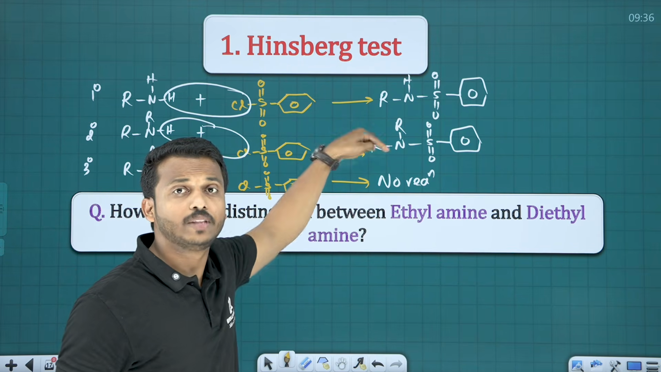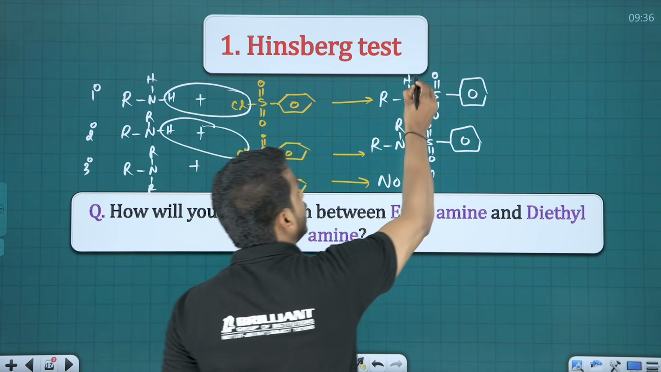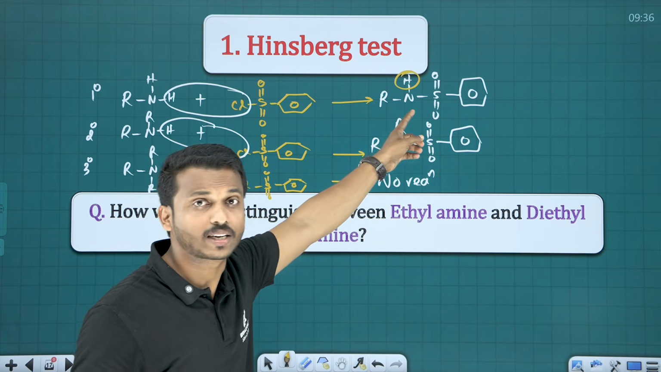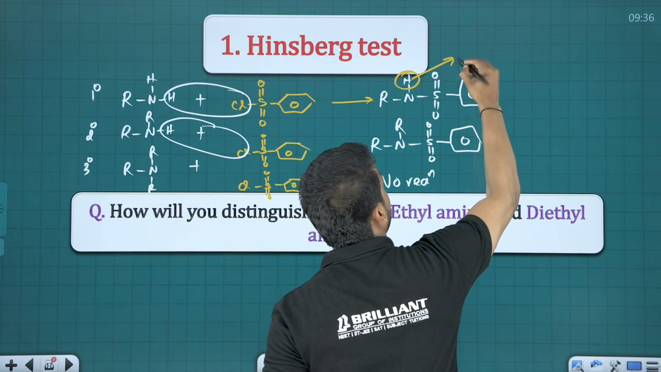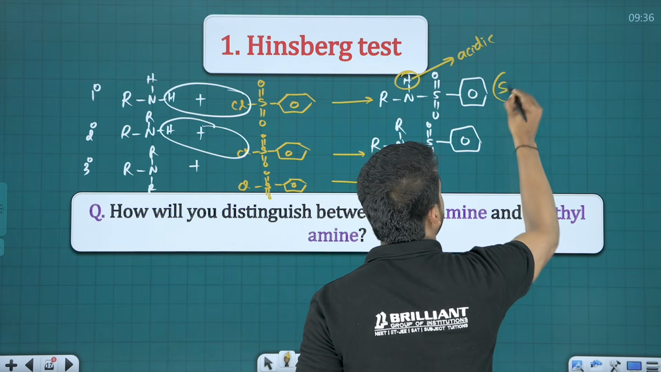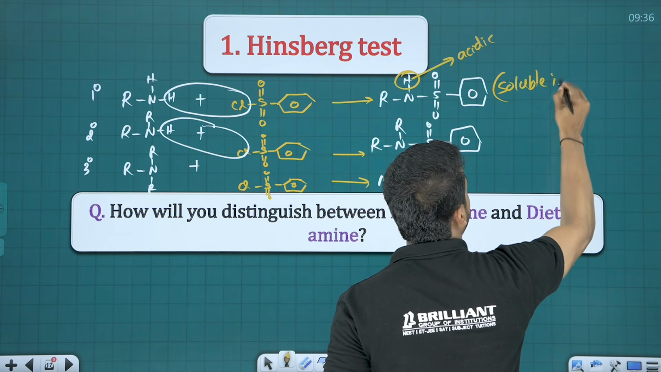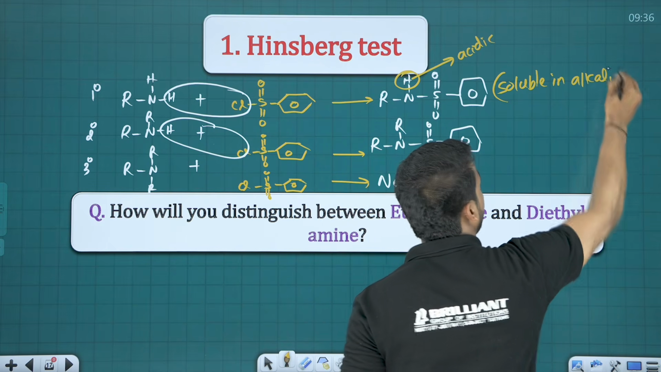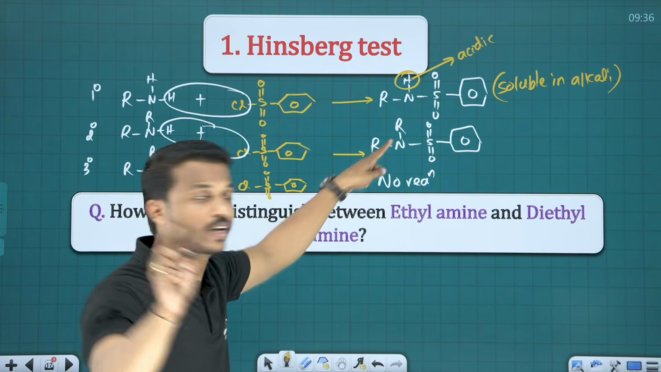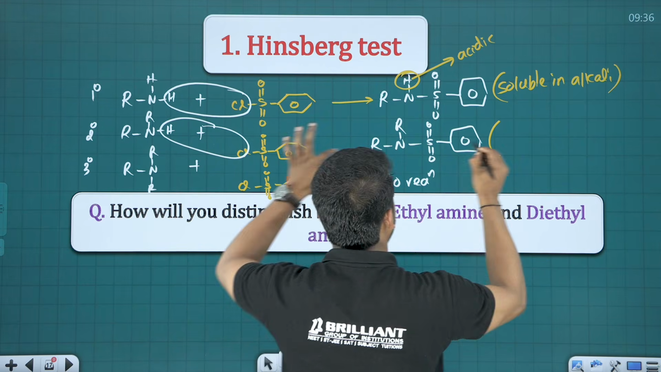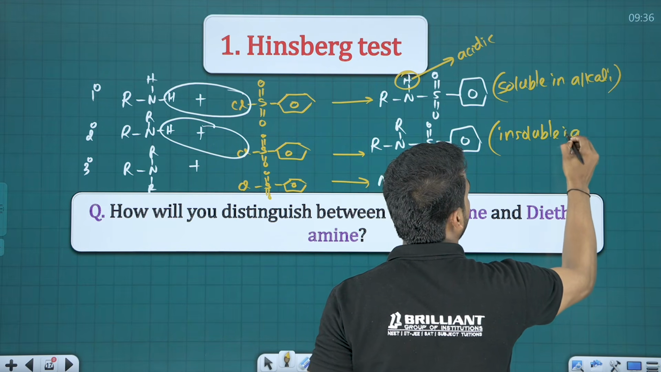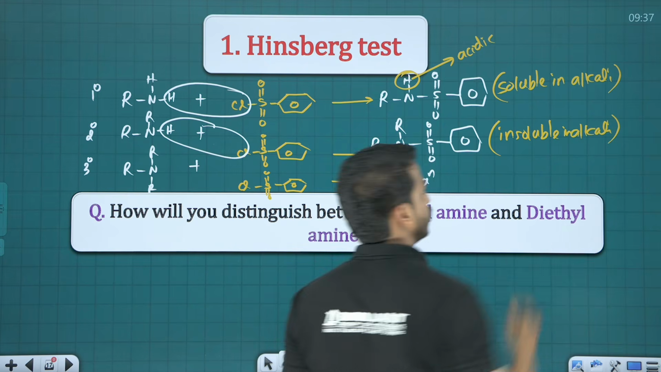So how do you understand these two? Which is the product? Have you seen there is a hydrogen in the primary amine reacted product? This hydrogen is acidic, dear. Therefore, this precipitate is soluble in alkali. Why is it soluble in alkali? Because it has an acidic hydrogen. Such an acidic hydrogen is not here. Therefore, the secondary amine reacted product is insoluble in alkali. That's the difference.